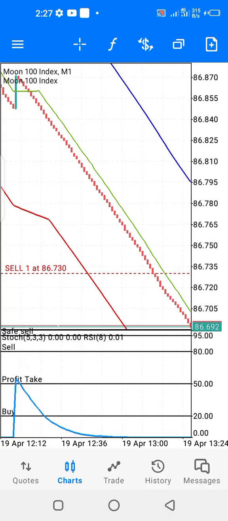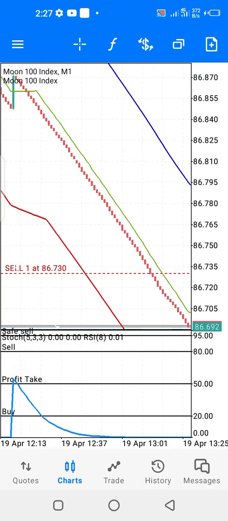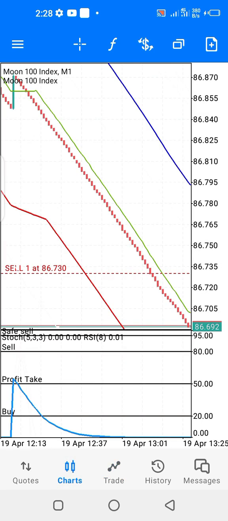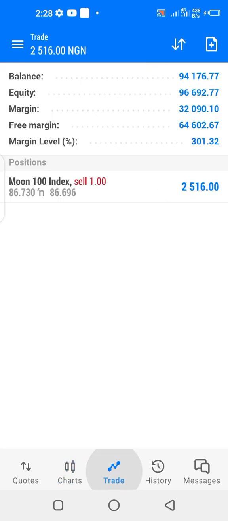A few moments later. So this is 2:27. The last time I told you I'll open it in some minutes for you guys to check if it's still in profit. So just few minutes and we're at 2,000 naira in profits. You know, it was showing minus 74 naira then, but just in some minutes this is 2,000 naira.